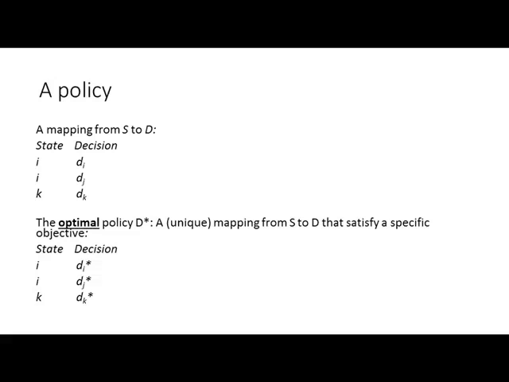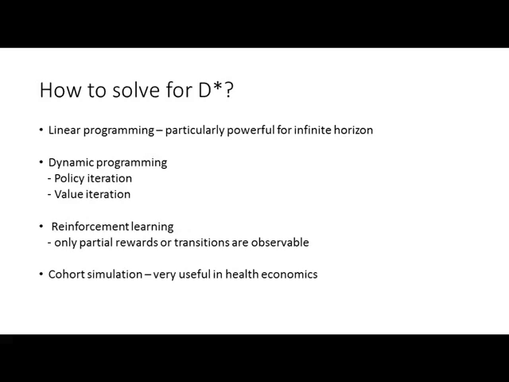So now we know what a policy is and what the optimal policy is. How do we find the optimal policy? Well, first of all, it depends on your objective, right? If your objective is to minimize the treatment cost, then you have a unique policy for that objective. But if your objective is to maximize the number of days a patient spends in healthy state, then you may end up with a totally different policy. But first of all, let's look at how to solve for the optimal policy.